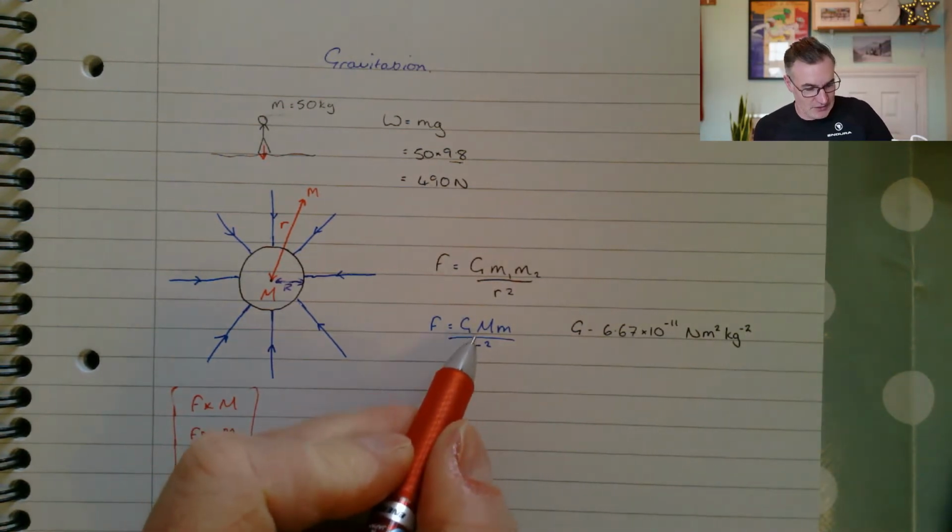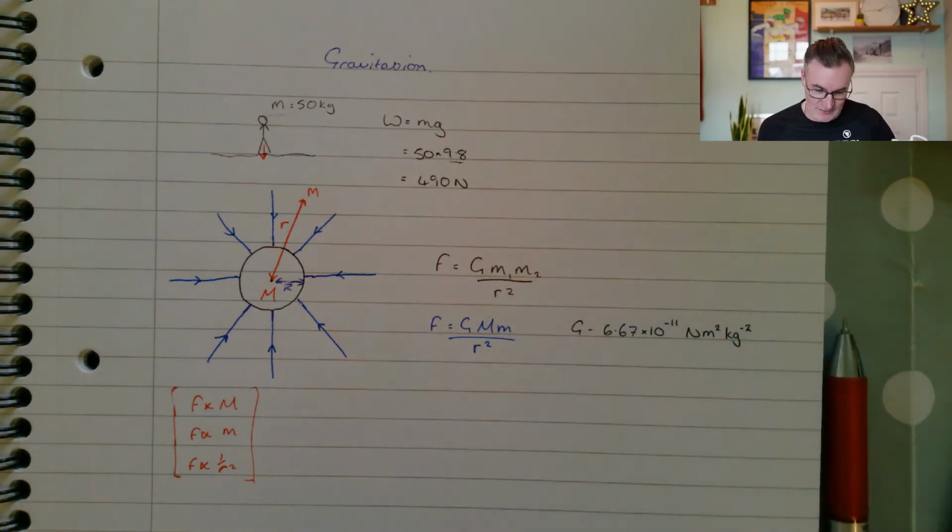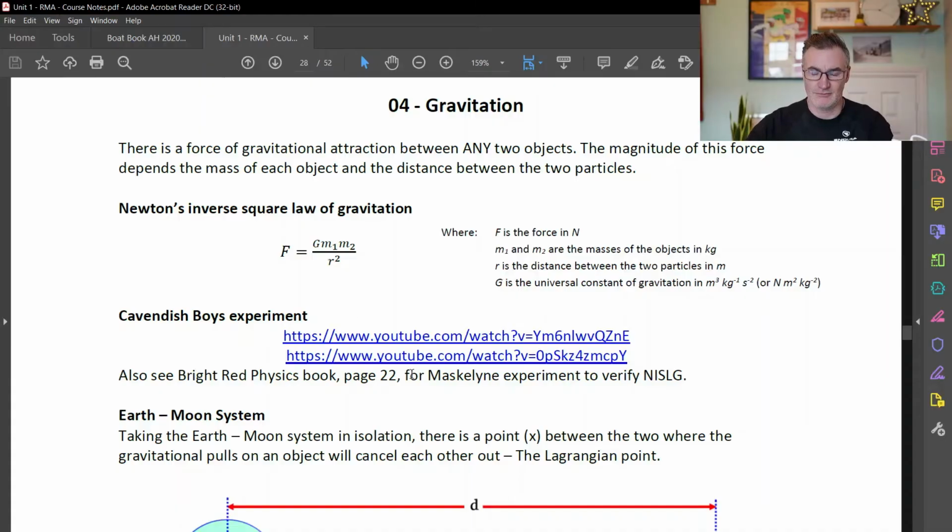As for the actual constant, there are a number of different ways of measuring it, and I think a couple of experiments are mentioned in the course notes. The first one is the Cavendish-Boys experiment, by two physicists, Cavendish and Boys, and there are a couple of short clips that you can go to and watch from there.